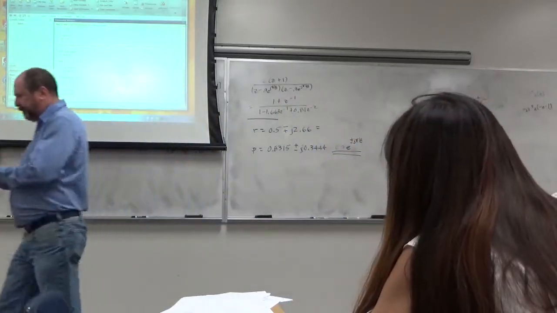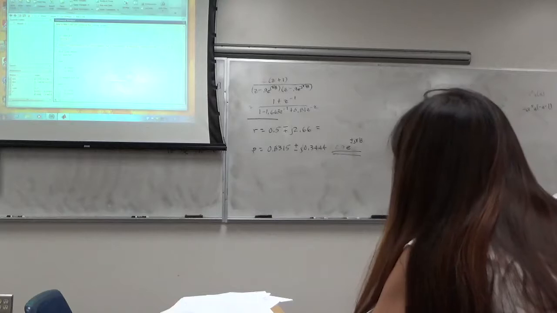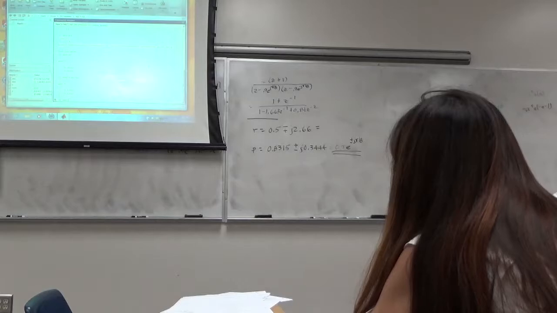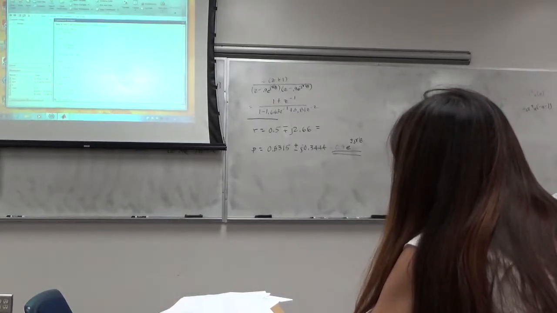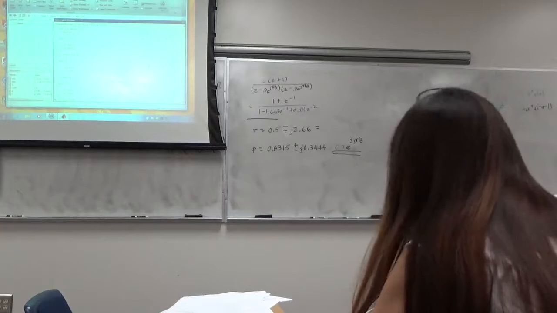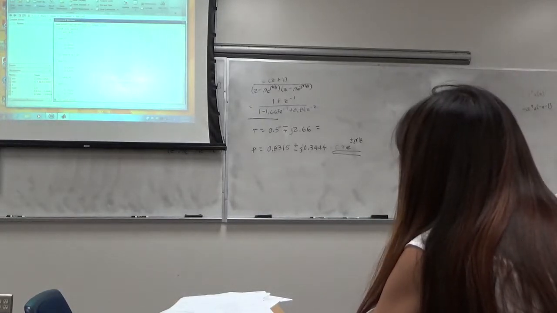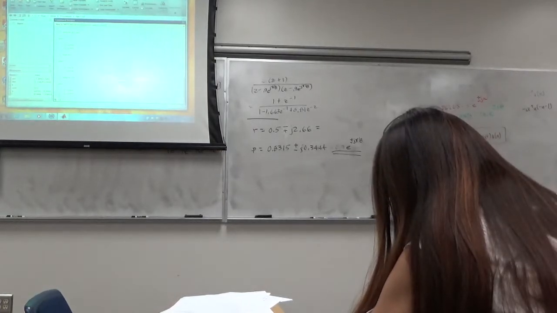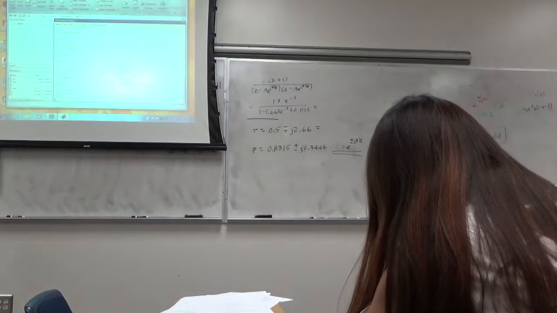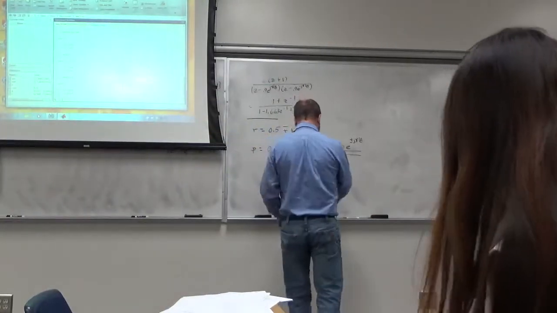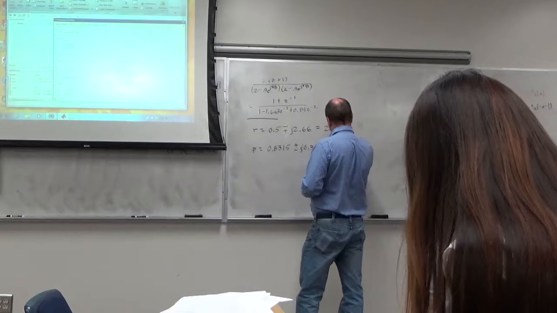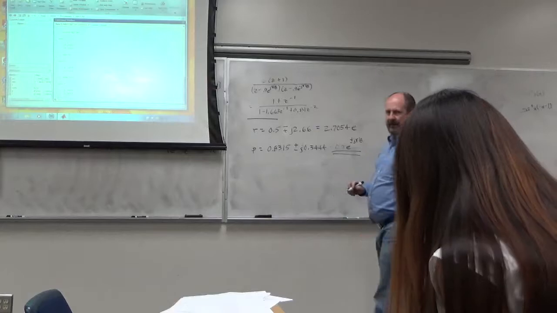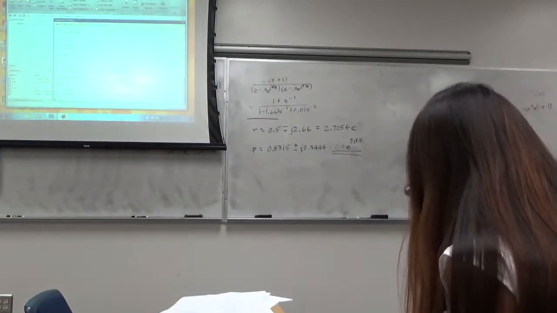residues, I want them in polar form. Absolute value of R, ABS of R, and angle of R. And I'm just going to leave it in radian form. All right. Magnitude of those coefficients, 2.705, 2.7054, and angle. E, tell me what to write now. E to the what?